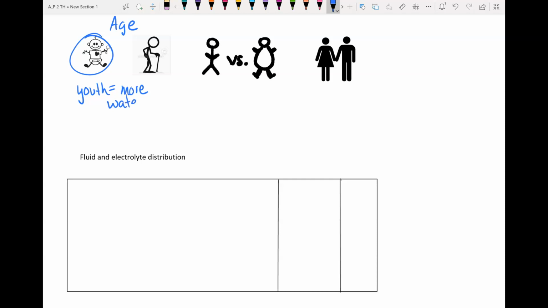In fact, babies win the prize for the most water. Babies are at 75% water. Think about that. A newborn baby is 3/4 water. Elderly win the prize for the lowest. An elderly person is at that low end, 45% water.